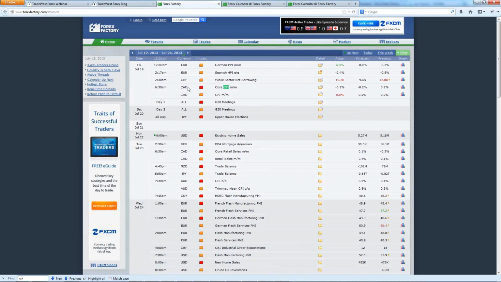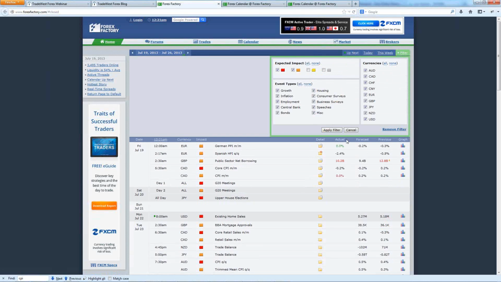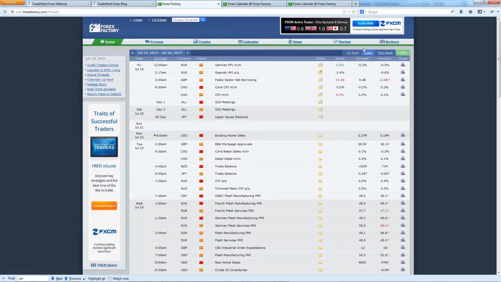Okay, so it looks like CAD CPI came out this month. So I just hit Control F. That'll help me find it faster. I don't know if they have another filter in here. Let me see here. No, I don't think so.